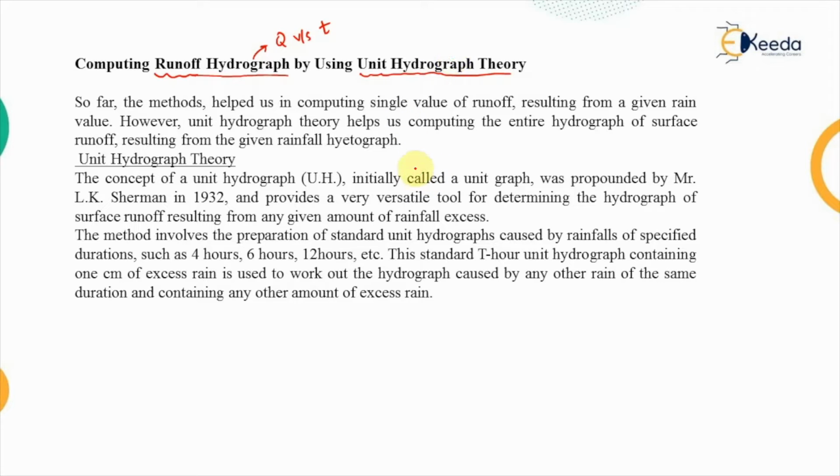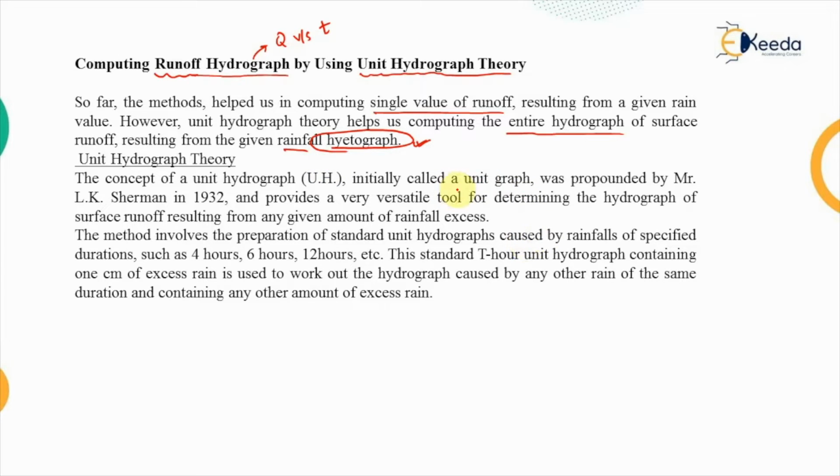The method that we were looking at till now, the hydrograph method, was helping us in computing the single value of the runoff resulting from a given rainfall. Now, this unit hydrograph theory helps us in computing the entire hydrograph of the surface runoff from the rainfall hydrograph. So it must be available with us, only then we can do the calculations for the entire hydrograph.